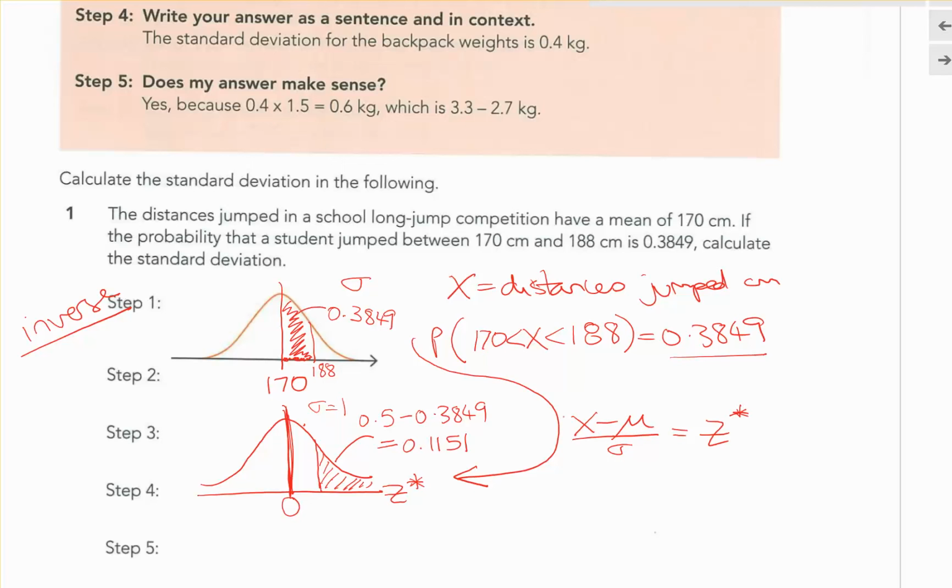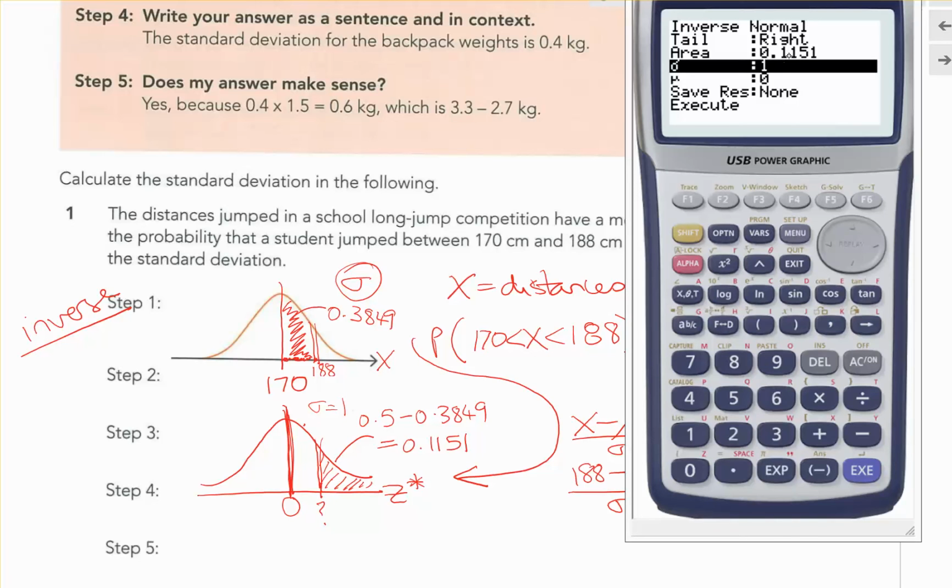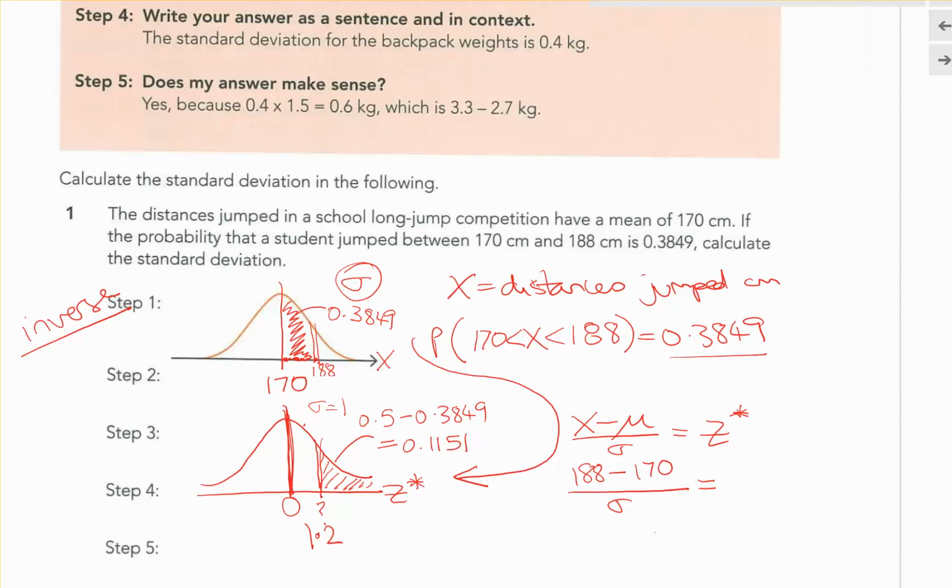Substituting into the formula, the value on the x curve here that I used was 188. I subtracted the mean of 170, dividing by the standard deviation, which we don't know. When I converted that, we need to find our value on the z curve first. So back over here, right tail, standard deviation of 1, mean of 0. This value down here is 1.2 on the z curve. So there's my formula. You can have a go at putting it into Solver if you like.